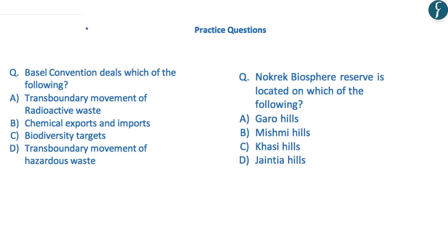Now after today's discussion, you should try and answer these questions. Answer will be displayed after 5 seconds. Now the first question reads, the Basel Convention deals with which of the following? So the correct answer, as we have learned, is transboundary movement of hazardous waste, which is D. Second question reads, Nokrek Biosphere Reserve is located on which of the following? So it is located on the Garo Hills in Meghalaya. So this should be kept in mind.